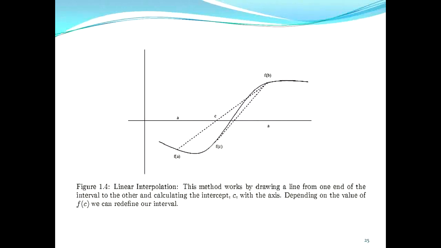Okay, so C is any intermediate point here. So if we join the points f of A and f of B, the image of C is f of C. So now the three points become A, comma f of A, the first ordered pair, and the second point is C, f of C, that is the ordered pair, and the third point is B, f of B.